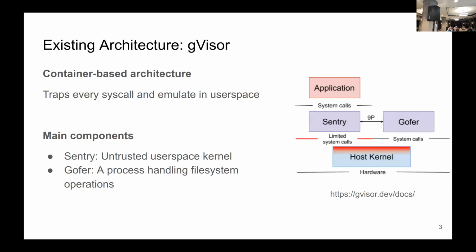To mitigate the security problem, there are some existing architectures, and one of them is gVisor. gVisor can be thought of as a container-based architecture, and what it does is it traps every system call and emulates it in user space. The main components of gVisor are Sentry and Gofer. The Sentry is the one that traps every system call from the application container and emulates it in user space. And there's another separate process called Gofer, which handles file system accesses.